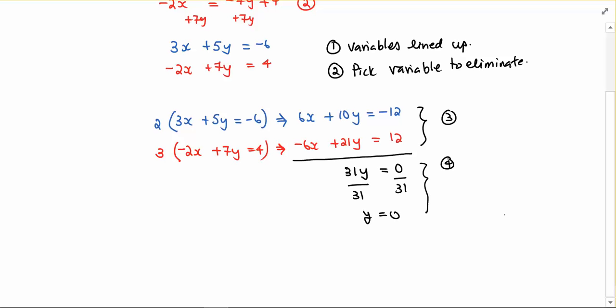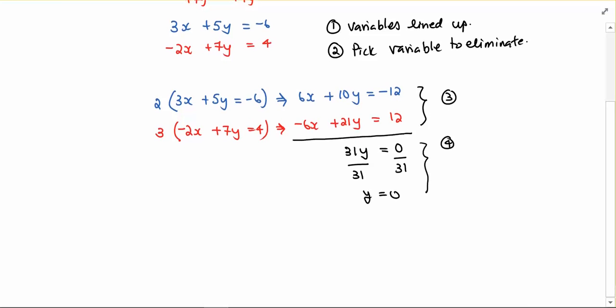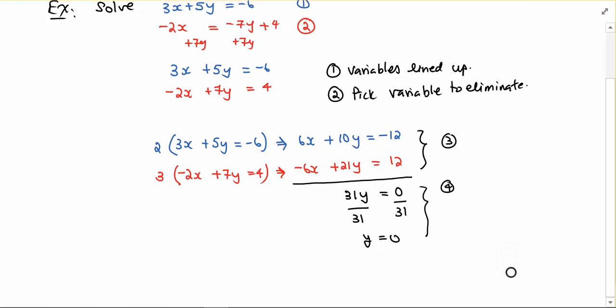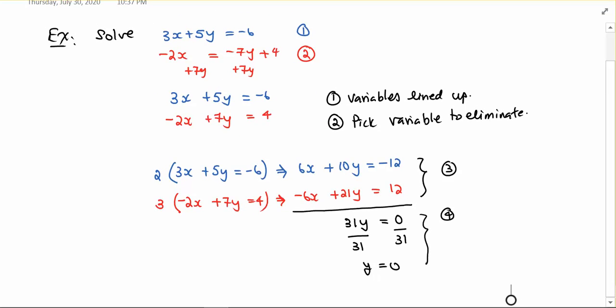Okay, now that I've got there, what I want to do is find the x. Now that I know y, it's pretty easy to find the x. I can use any one of these equations to figure that out. So I'll use number 2.